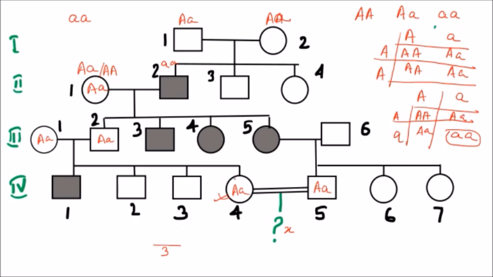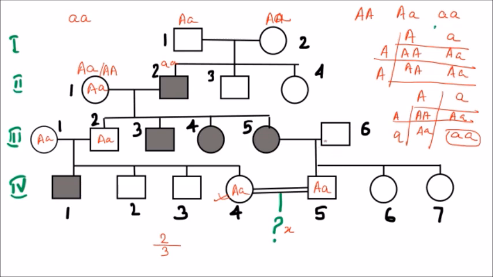So the probability of this fourth offspring of generation 4 being heterozygous will be 2/3.